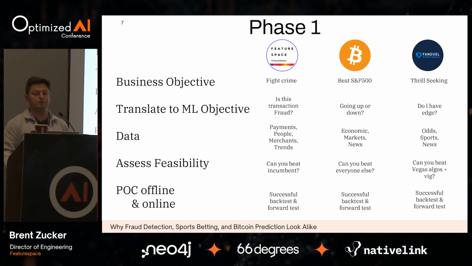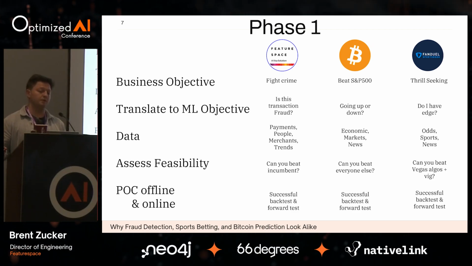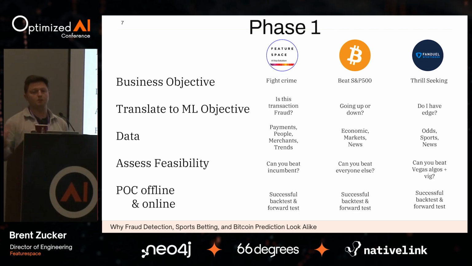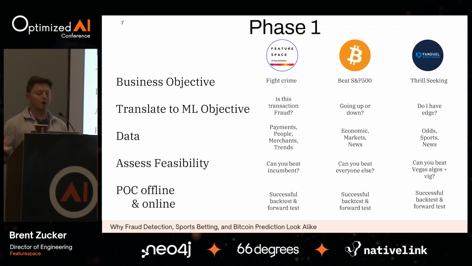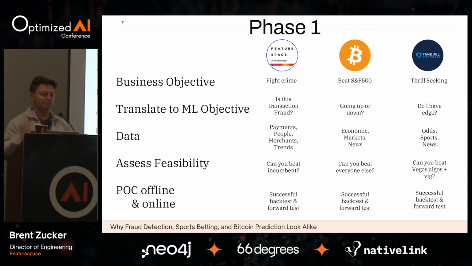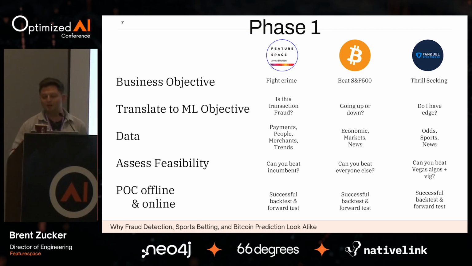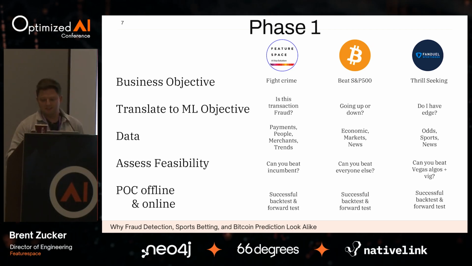When we think about these 3 domains, what business problem are we solving? In the fraud space, we're going to be talking about payments, so fighting payments crime. In the Bitcoin space, a lot of people want to solve a lot of problems with Bitcoin. For the scope of this presentation, we're going to talk about beating the market. And if you're sports betting, there's a lot of reasons why you might be sports betting. We're going to say the business problem you're trying to solve there is thrill seeking.